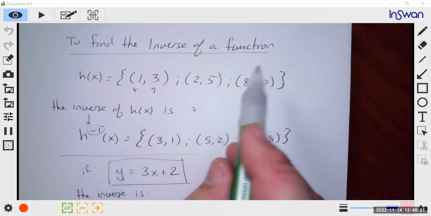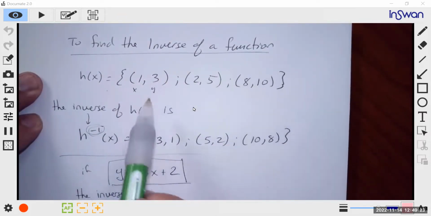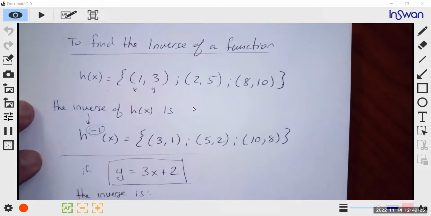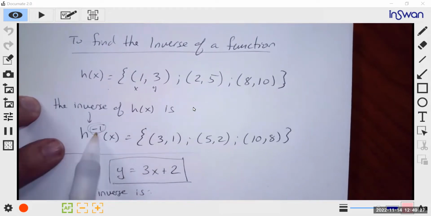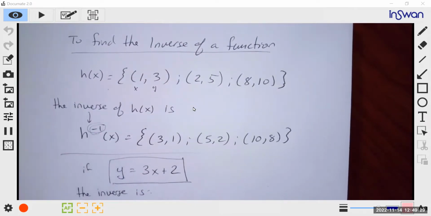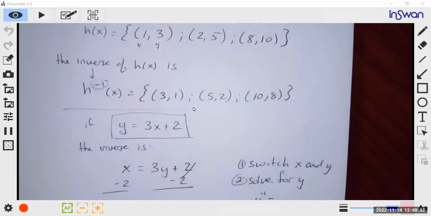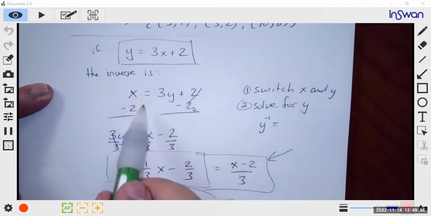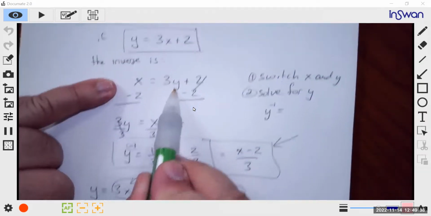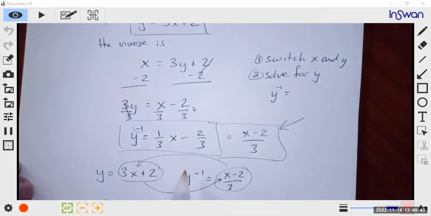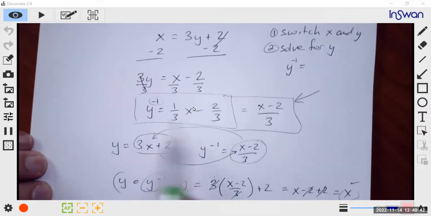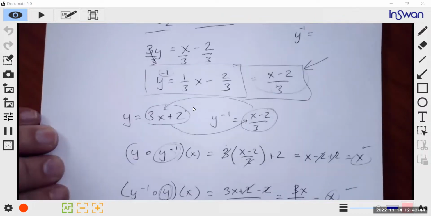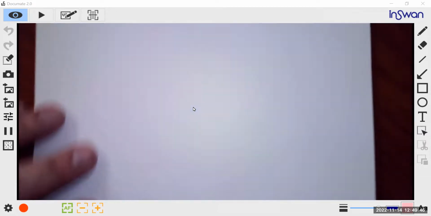To find the inverse of a function, if you're given points, just switch the x and y's. And the inverse function is represented by -1. But if we give you a function, to find the inverse, first switch x and y, then solve for y. And this is what you get. And you just tested it.